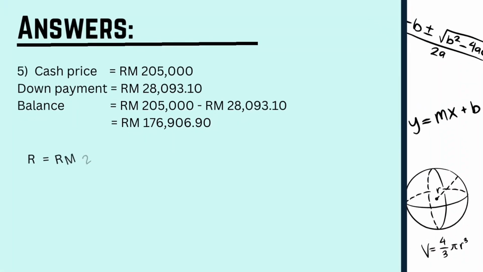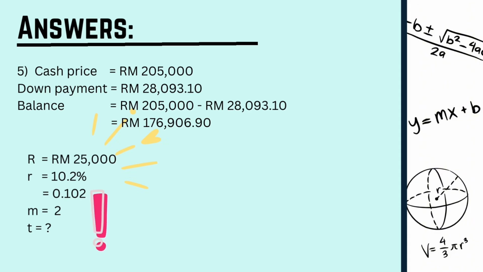So as you can see here, R is equal to 25,000 ringgit. The interest charge is 10.2% or 0.102 and m is equal to 2. So in this question, we have to find t, which is the number of years needed for the balance to be paid in full. In this question, we use the formula A equals R(1 minus (1 plus i) to the power of negative n) divided by i. But before we continue the calculation, we have to find the amount of A, which is the balance of the purchase price.